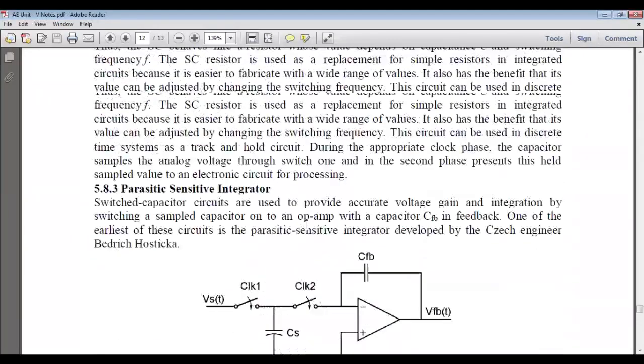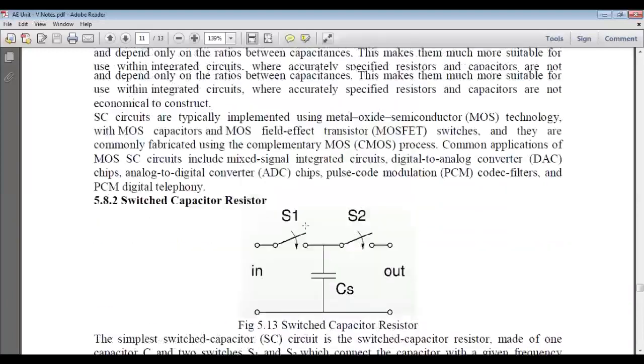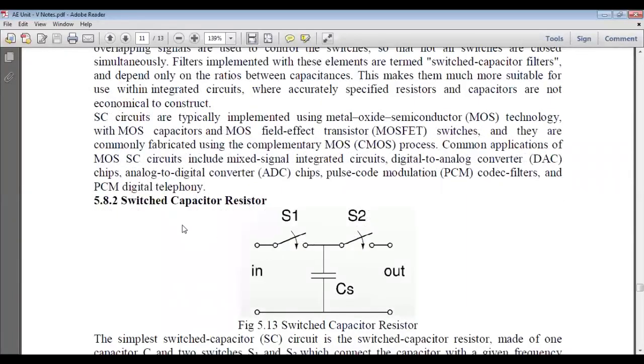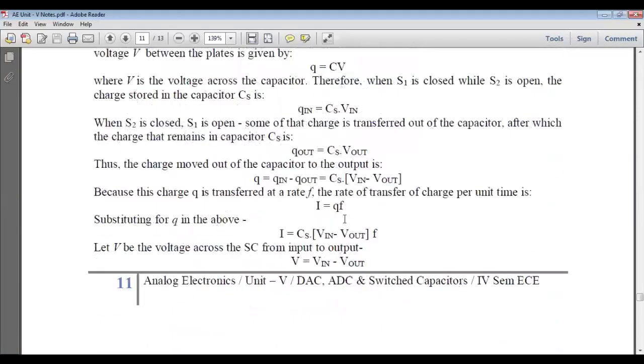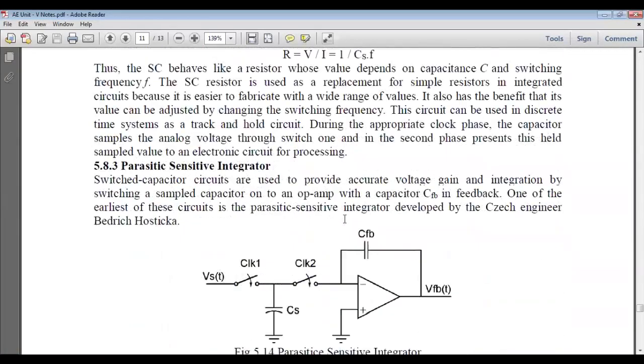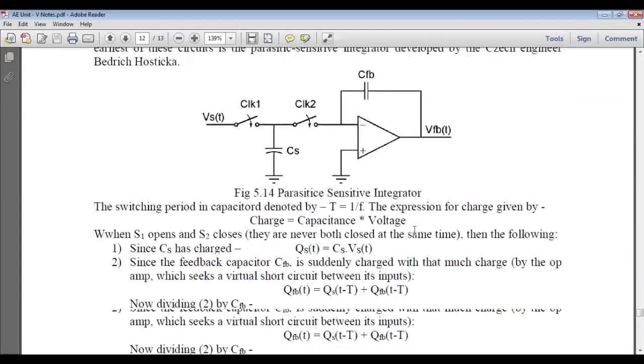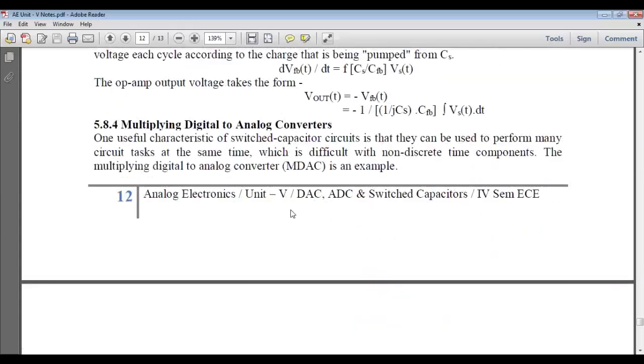So in this lecture, you studied the switch capacitor basic concept, how to use a switch capacitor as a resistor. Second, how to employ the switch capacitor in the place of a resistor to operate an op-amp as an integrator. Third, multiplying DAC. So these are the three applications of switch capacitor.